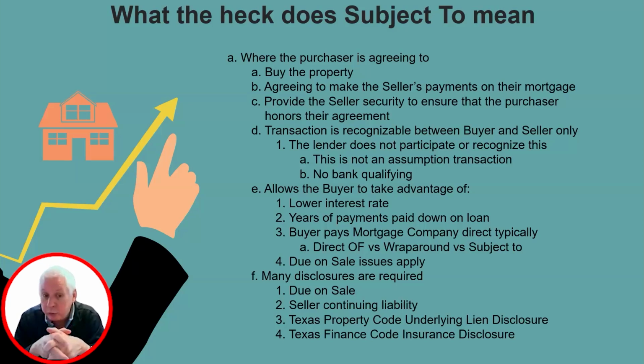Now, when you do a sub-to transaction, guys, this is a transaction that is recognizable between the buyer and the seller. And what is so important again is this is not an assumption transaction. An assumption means you go to the bank, you provide them all your financial information, and you actually qualify for the loan, and the bank substitutes you for the original borrower. So on a sub-to transaction, there is no bank qualifying, which is kind of one of the cool things of sub-to and how it works. It's also why we prefer subject to over the wraparound mortgage when buying homes.